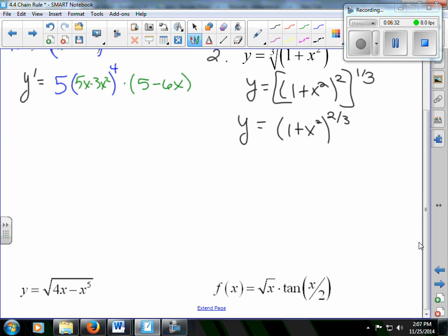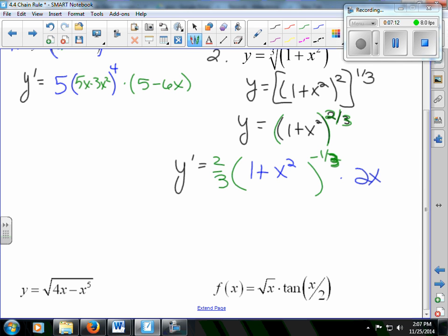Okay, who is the outside function? Well, the outside function is the 2/3 power. And so the derivative of something to the 2/3 power is 2/3 to the negative 1/3, because 2/3 minus 1 is 2/3 minus 3/3, so negative 1/3. And then the inside was 1 plus x squared. Oh, I switched my colors. Sorry. I meant to keep the outside blue. Well, now my inside's blue. So 1 plus x squared, and now I multiply by the derivative of the inside, 2x.